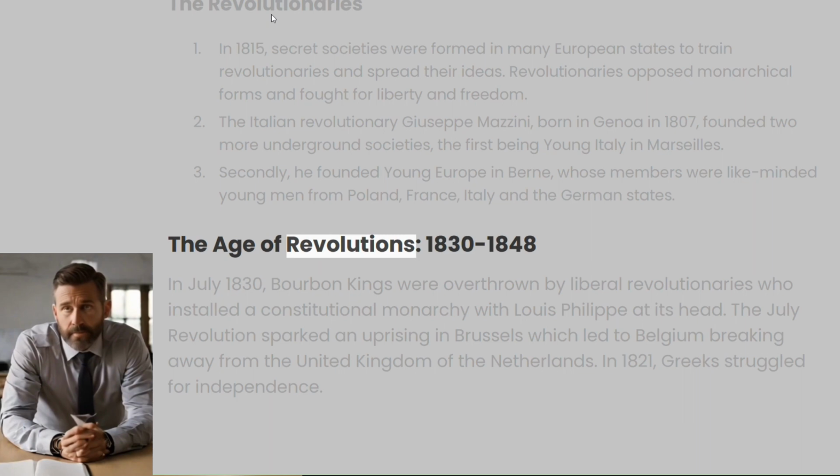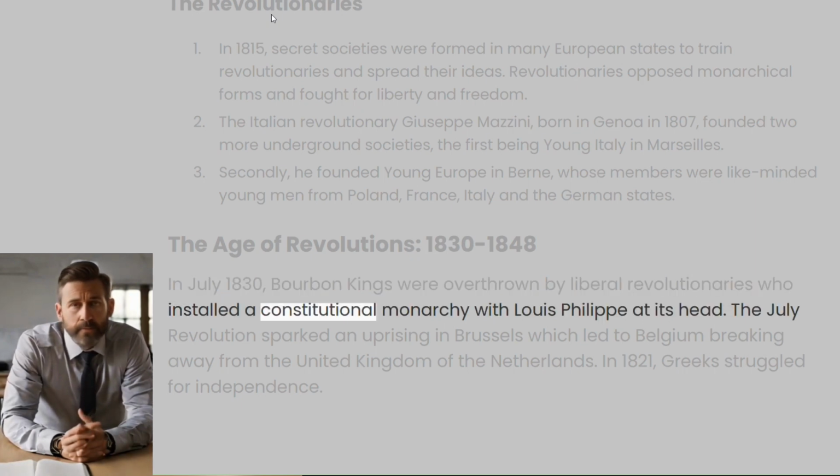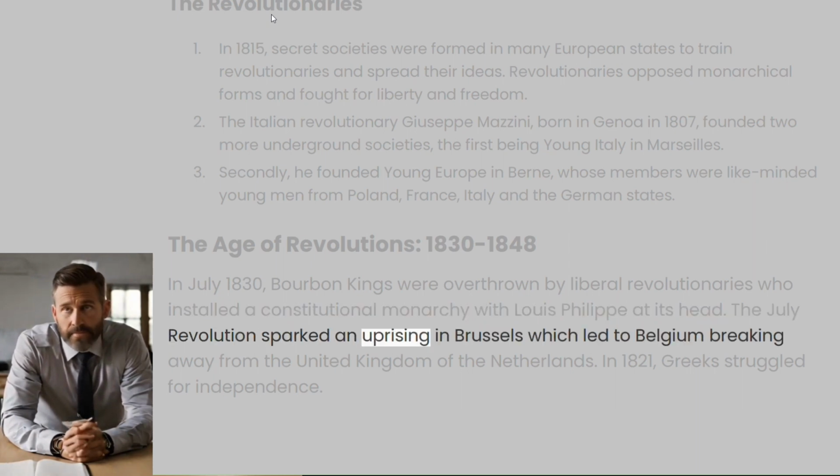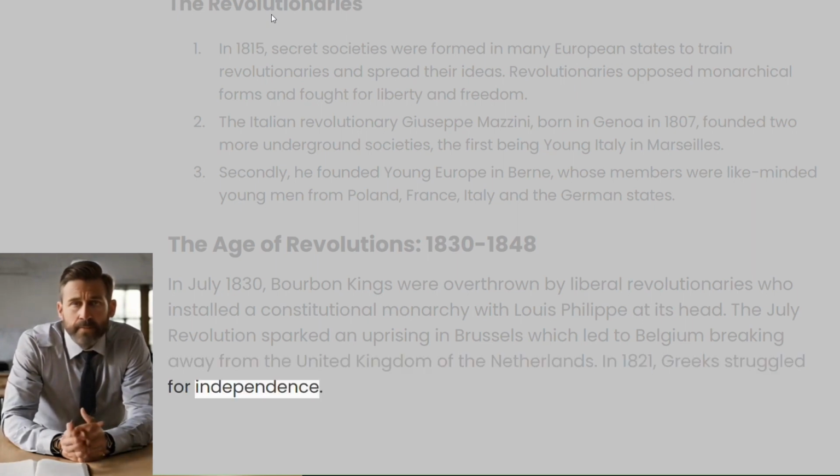The Age of Revolutions, 1830 to 1848. In July 1830, Bourbon kings were overthrown by liberal revolutionaries who installed a constitutional monarchy with Louis Philippe at its head. The July Revolution sparked an uprising in Brussels, which led to Belgium breaking away from the United Kingdom of the Netherlands. In 1821, Greeks struggled for independence.